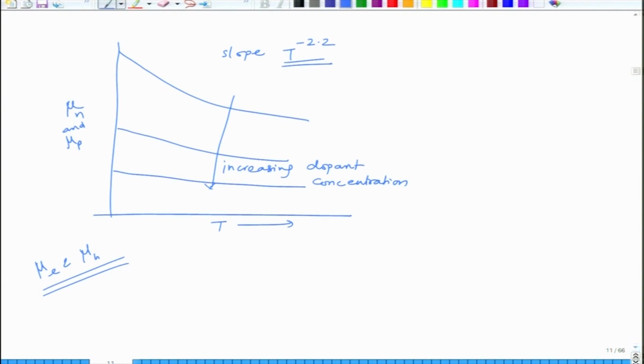So this is the drift part, and the diffusion part we will discuss in the next class. I think we have run out of time today. So we will discuss the diffusion part and other aspects of carrier concentration and their change, generation and recombination, etc., in the next few lectures.